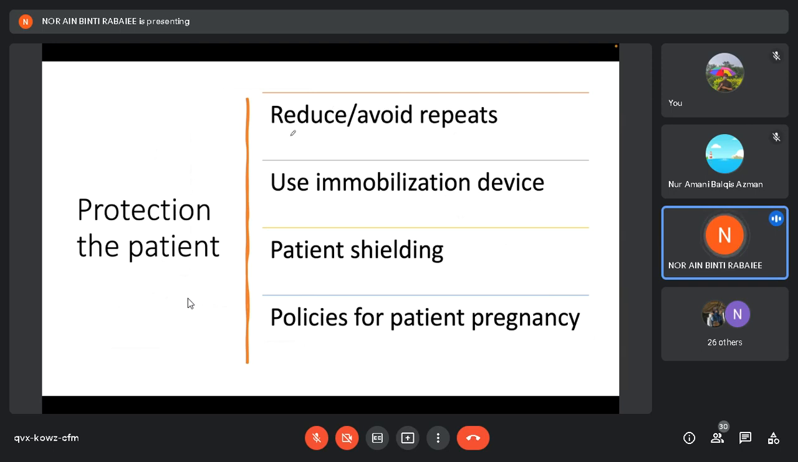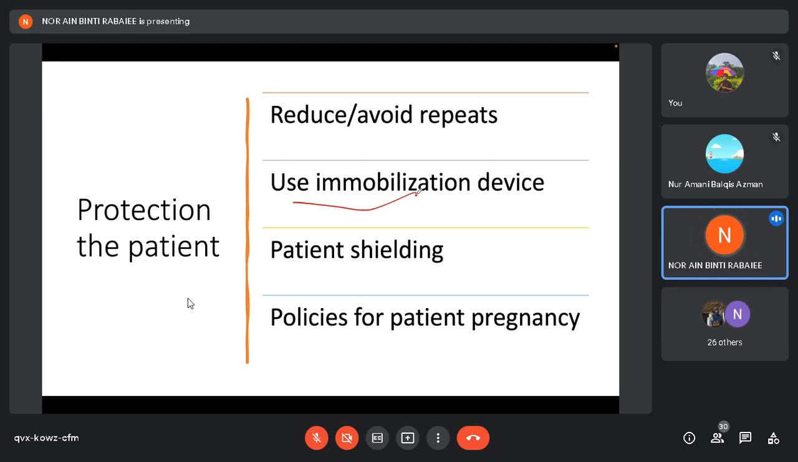Okay, so as for the patient, what's our protection to the patient? Reduce or avoid any repetition as much as we can. So minor repetition, low repetition, no unnecessary exposure to the patients. So use an immobilization device. If the patient cannot cooperate for the procedure, it is recommended to use an immobilization device.